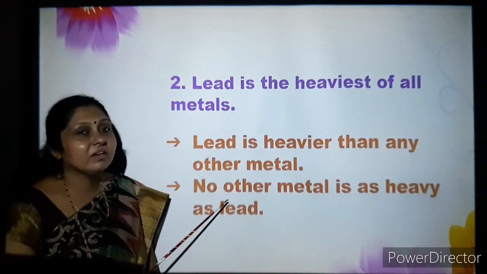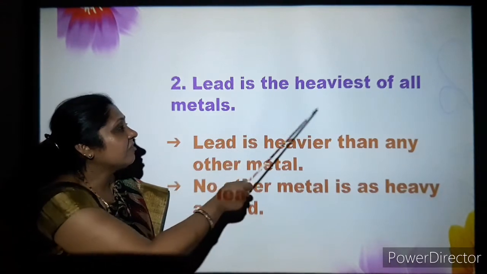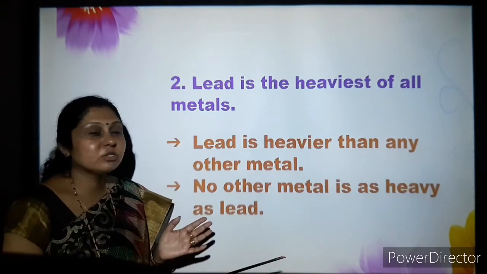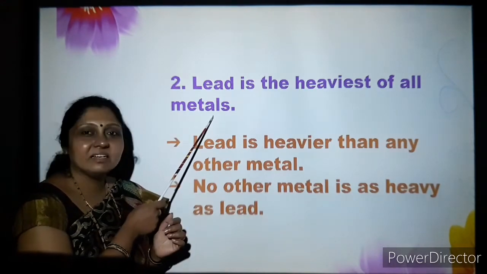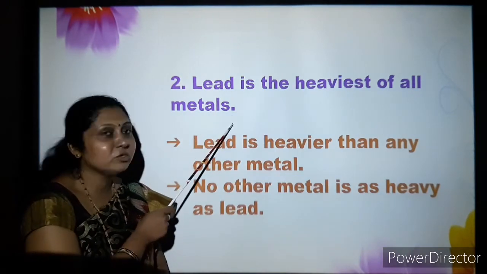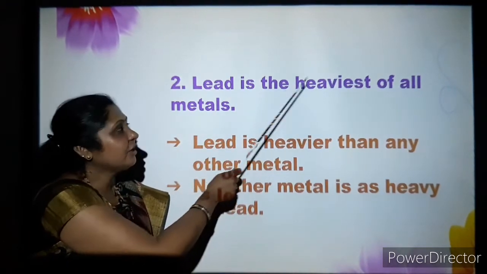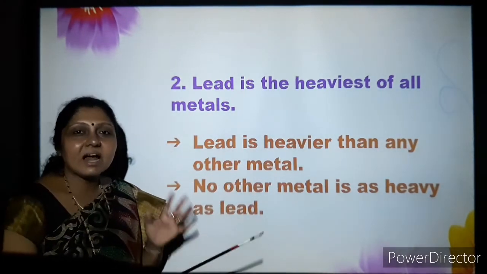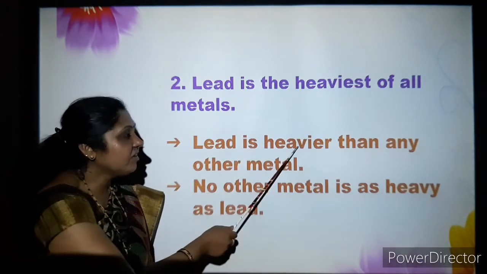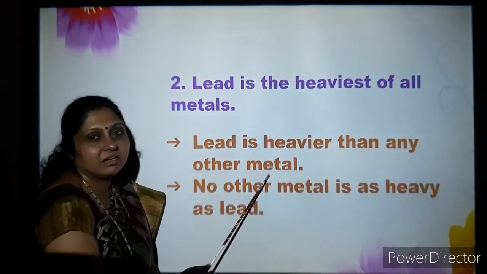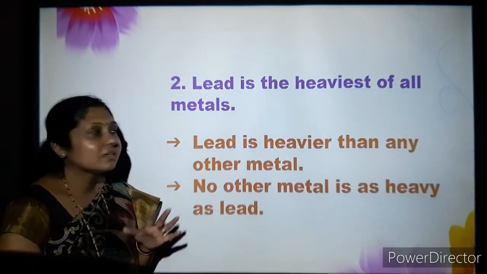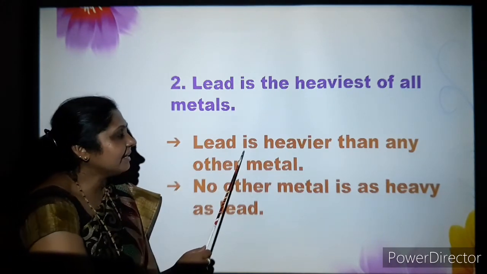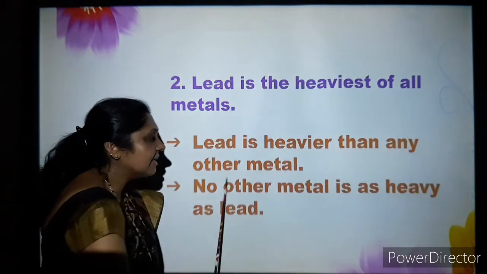See the second example here. Lead is the heaviest of all metals. Like the first example, you have the main sentence in superlative degree. Here also it is in superlative degree, heaviest, and you have the definite article, the heaviest. So it means it is the ultimate. Lead is heavier than any other metal, meaning no metal is so heavy. That is the meaning. So the comparison is, lead is heavier than any other metal.